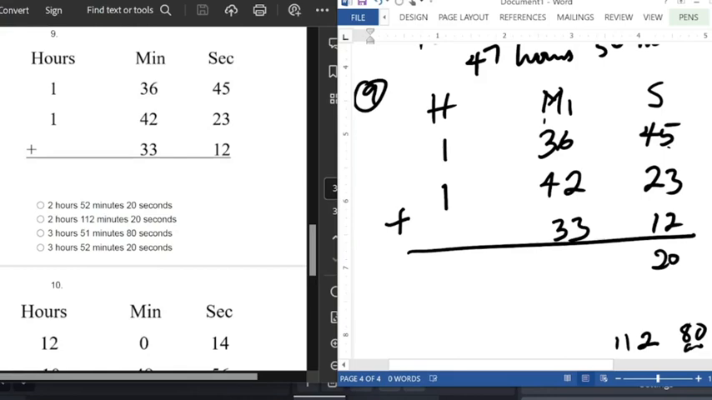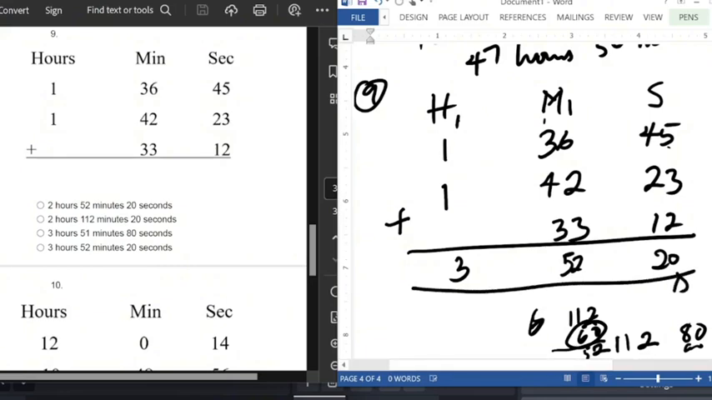So you can see 60 minutes also makes what? 1 hour. So which means that we're going to subtract 60 from this. That is 112 minus 60. This is going to give us 52. We have 52 left. So the 60 minutes that we subtracted will become what? 1 hour. And this will become what? 3. So that is 3 hours, 52 minutes, 20 seconds. As you can see, that is option D there. I believe this is very clear.